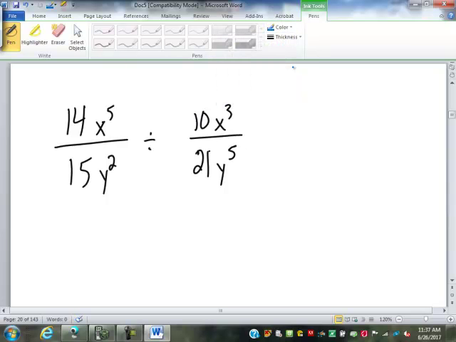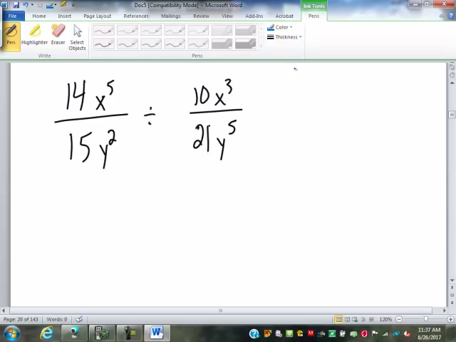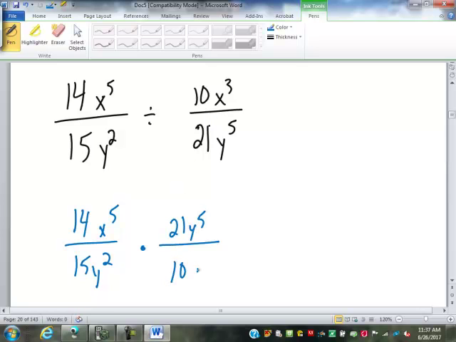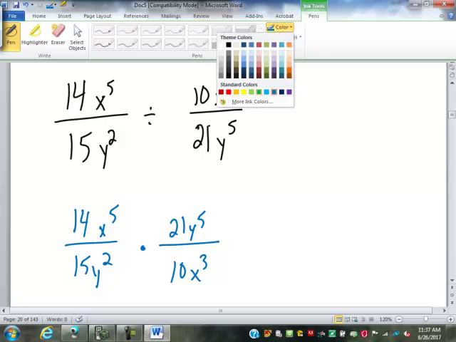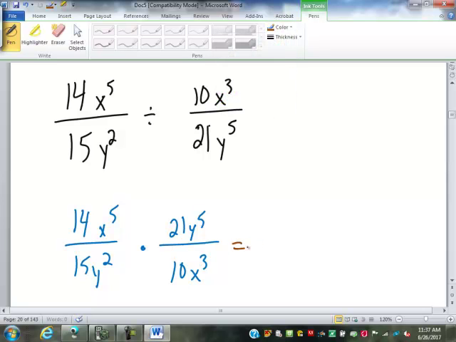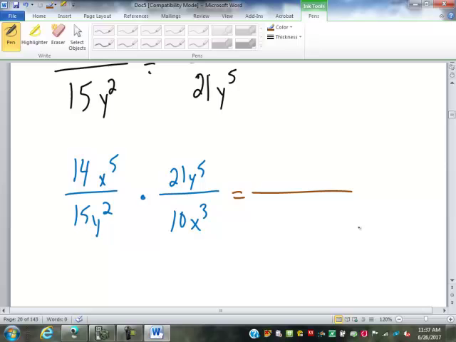All that we really have to do to this problem is remember that division becomes multiplying by a reciprocal. So the second fraction, we take the reciprocal: 21y to the fifth over 10x to the third. Now it is a problem we have already solved. We just have to multiply. And yes, you could cross cancel here if you wanted to.